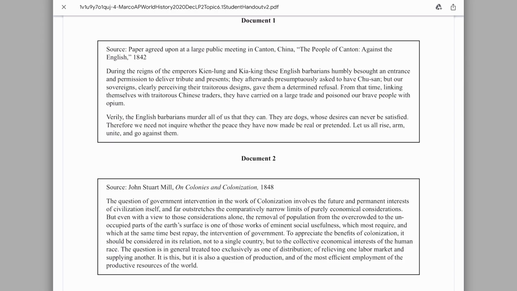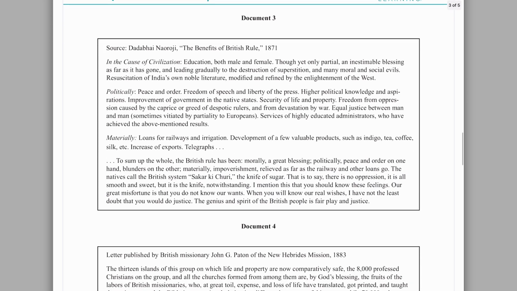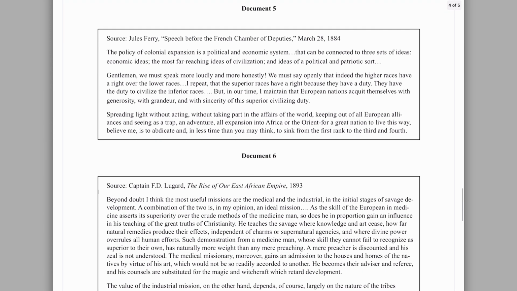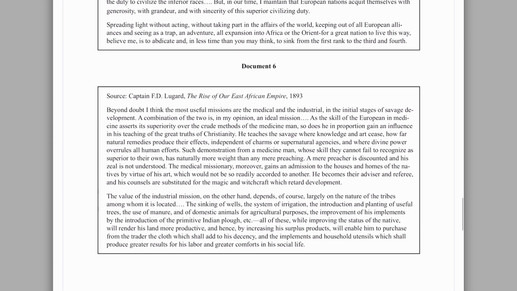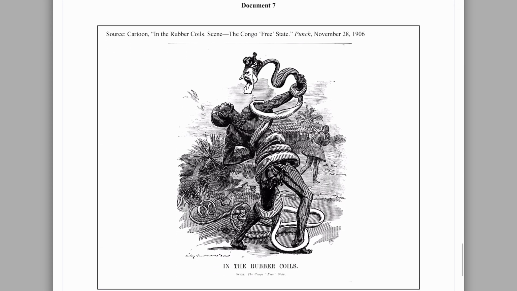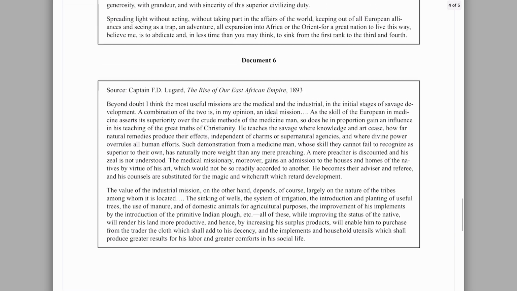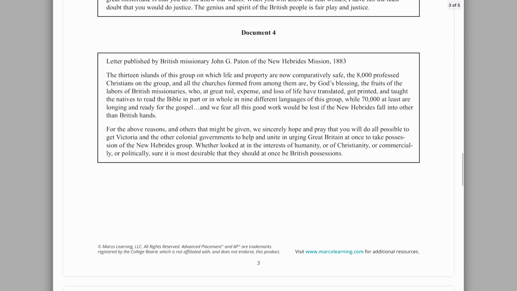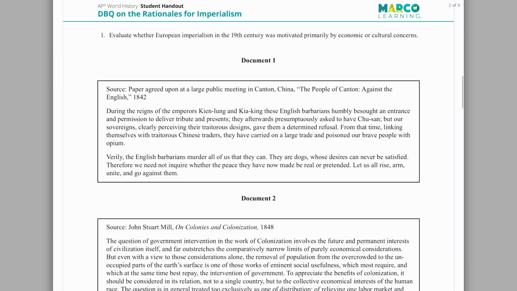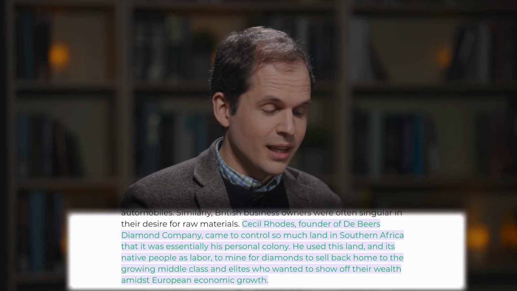So here we are back in the document. We see the Canton China source, John Stuart Mill. We saw her use document 2. We've seen her use document 5, which is Jules Ferry. We saw Lugard in document 6. And I see the document 7, the cartoon, but I don't see anything about Cecil Rhodes in the documents or as a source himself, as the author of a document. And therefore, that's outside information that's very valuable. So what she's done is earned the outside evidence point with the text I've highlighted in purple.